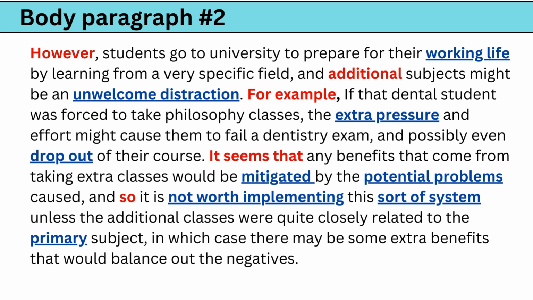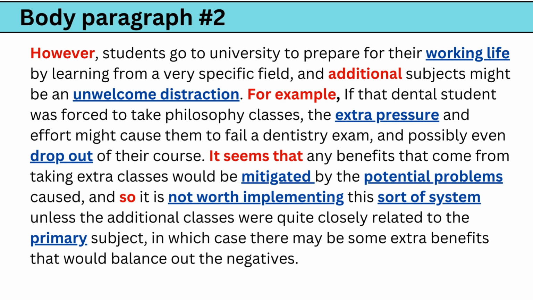So you see, first you were talking in favor, and now you are talking against the viewpoint, because you have to discuss both viewpoints and also give your opinion. So in the second body paragraph, in the last line, you are also talking about your opinion. It is not worth implementing this sort of system unless the additional classes. So this is your viewpoint. You can also write like, in my perspective, in my viewpoint, it is not worth implementing this sort of system. So you can also write like this.